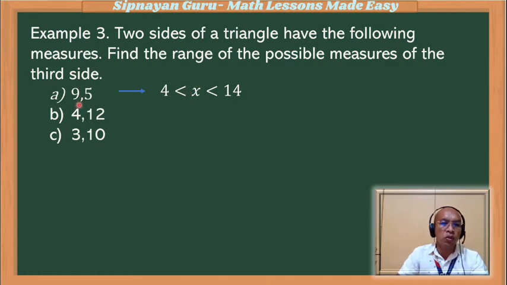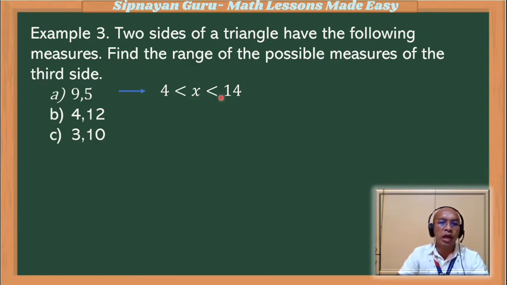To get the lower boundary, you just subtract the two numbers. So 9 minus 5, that is 4. So this could be our boundary. All numbers greater than 4 could be a possible value of x. But not all numbers greater than 4 could be the measures of the third side.